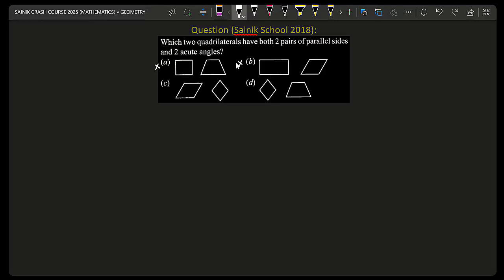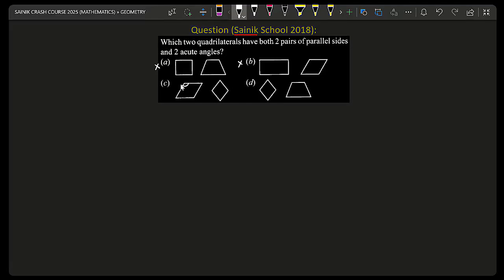First of all, in option C, what are those two shapes? Sir, parallelogram and the rhombus. Okay. These two shapes are satisfying those two conditions. In both the shapes, do you see two pairs of parallel sides? Yes, sir. And two acute angles are also there. Okay. Tell me which type of angle is this?